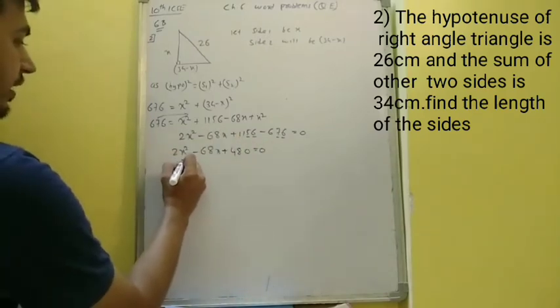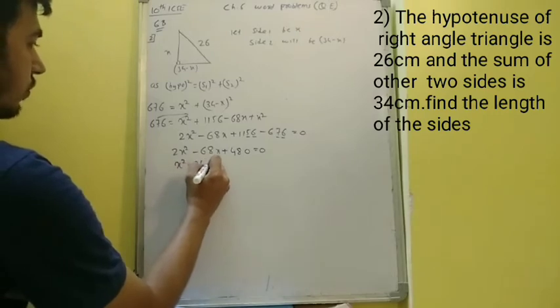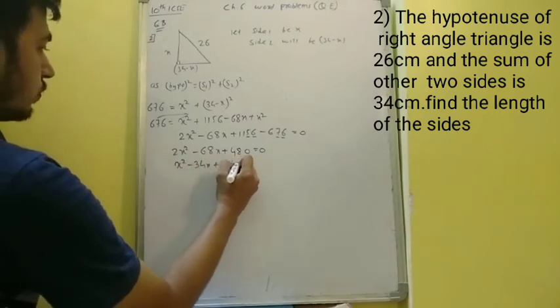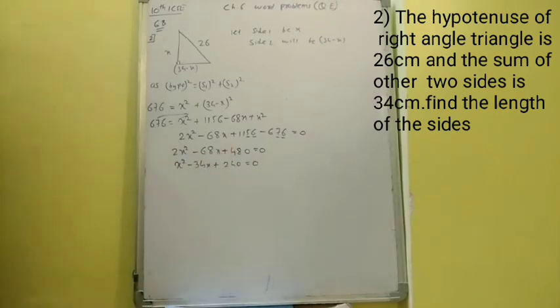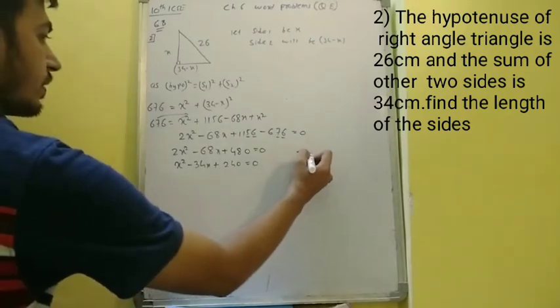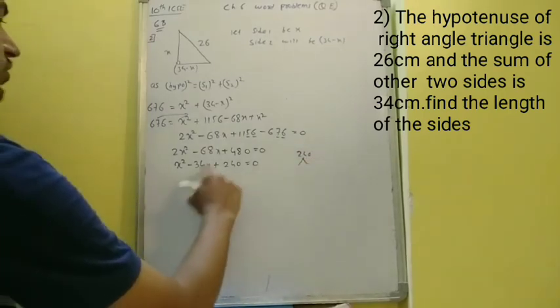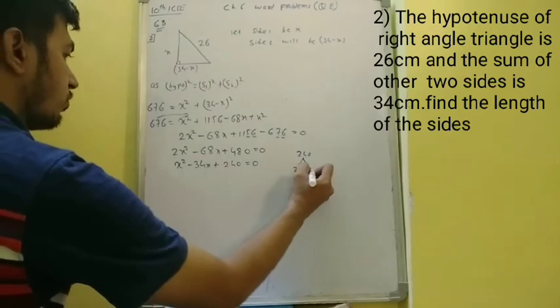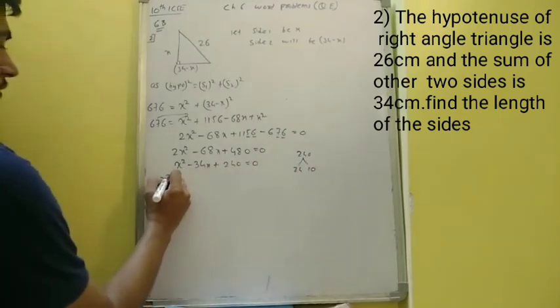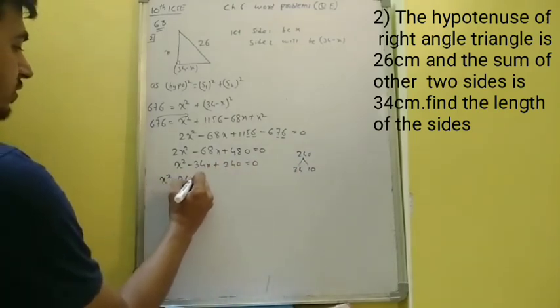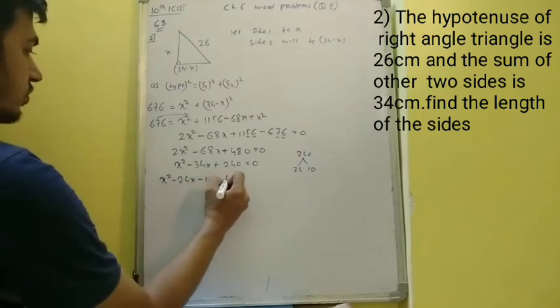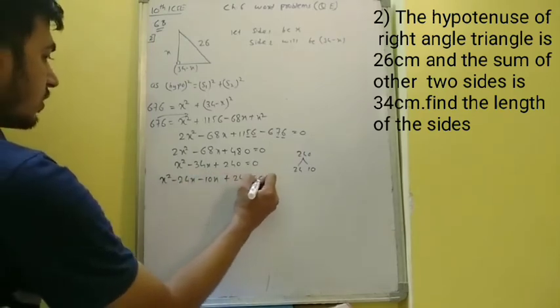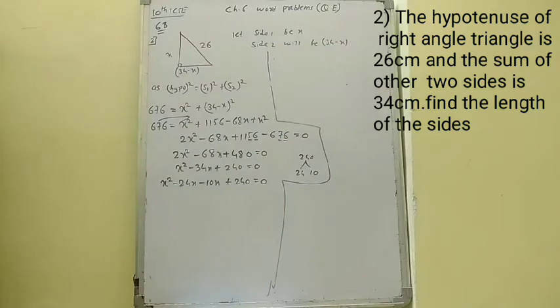So it is x square minus 34x plus 240 is equal to 0. We need to split 240 in such a way that in addition you should get 34. So it is 24 tens are 240. So x square minus 24x minus 10x plus 240 is equal to 0.